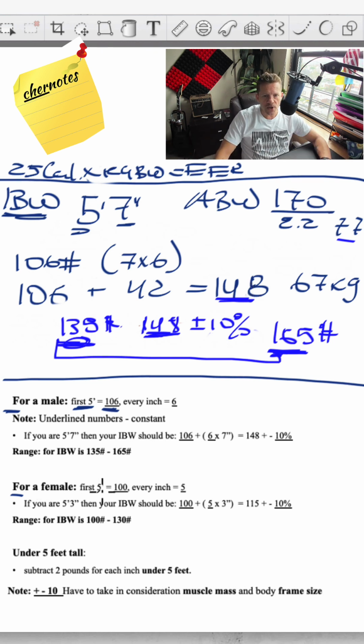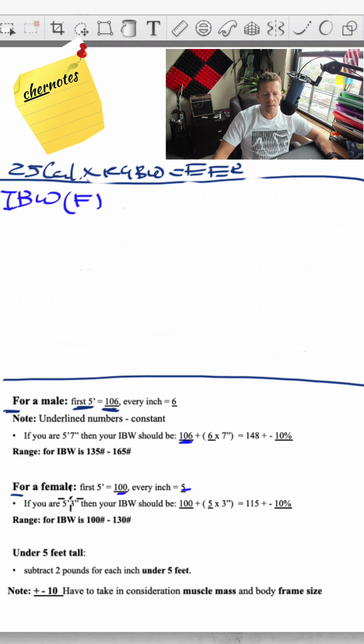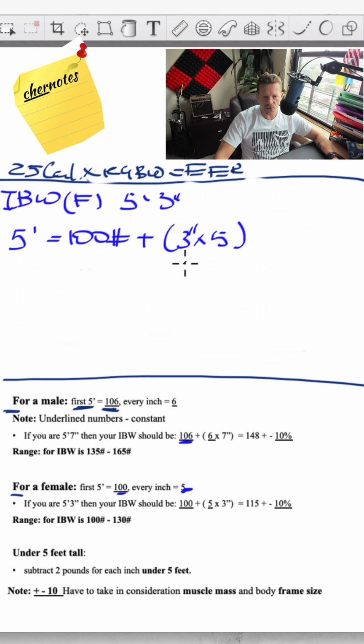So now let's look at the female example. For the female, I'm going to use this exact number: 5'3". For the first 5 feet, it equals 100 pounds, plus 3 inches. For the inches, it's 5 in females; in males, it was 6. So it's 3 multiplied by 5, which is 15. So 100 plus 15 equals 115 pounds. That's the ideal body weight.